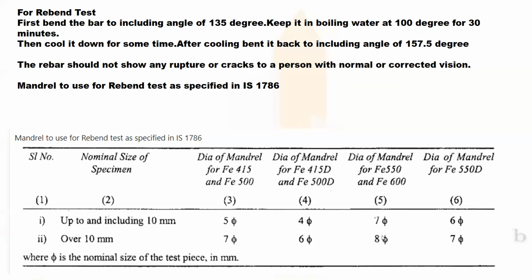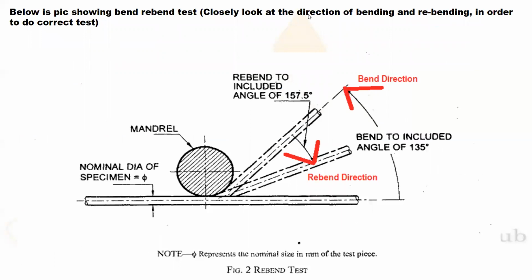FE550 and FE600 will be 8 dia, and for FE550D it will be 7 dia. See, this is the methodology of doing the bend and rebend test. I will show you the picture.